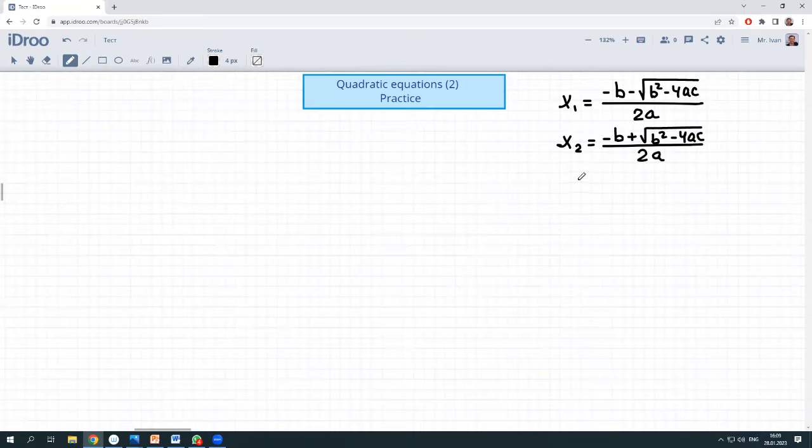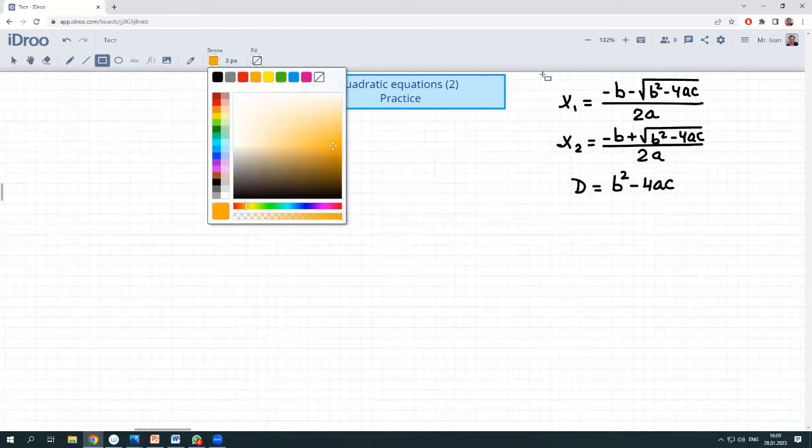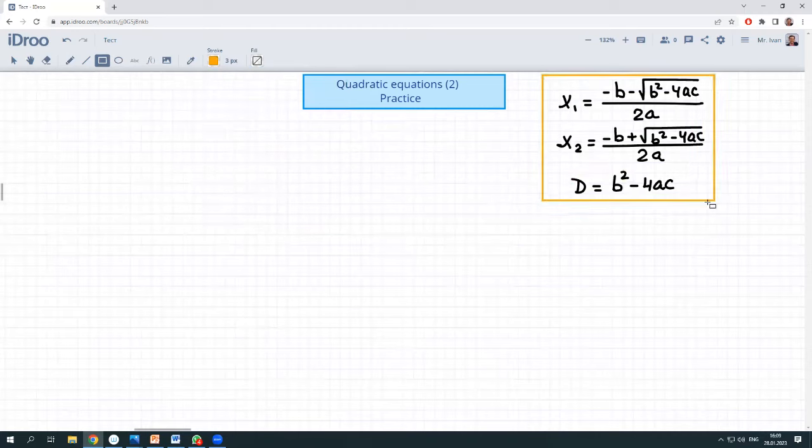And also, you remember that this expression under the radical we often call the discriminant, or D, b squared minus 4ac, to simplify the process and also to use it in the sense of analytics of the quadratics. This is basically it. Let me take it again into a frame. Here they are. And now let's take some examples of the equations.